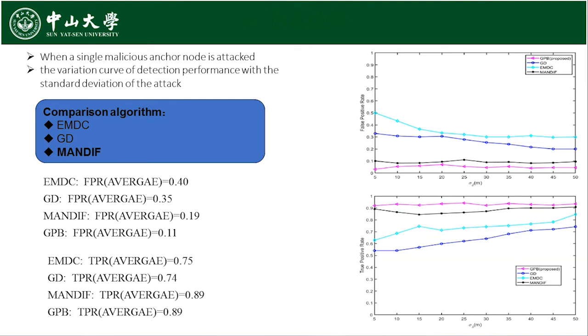The figures show the variation curve of detection performance with the standard deviation of the attack. The proposed algorithm's FPR is 0.11. The proposed algorithm's TPR is 0.89.